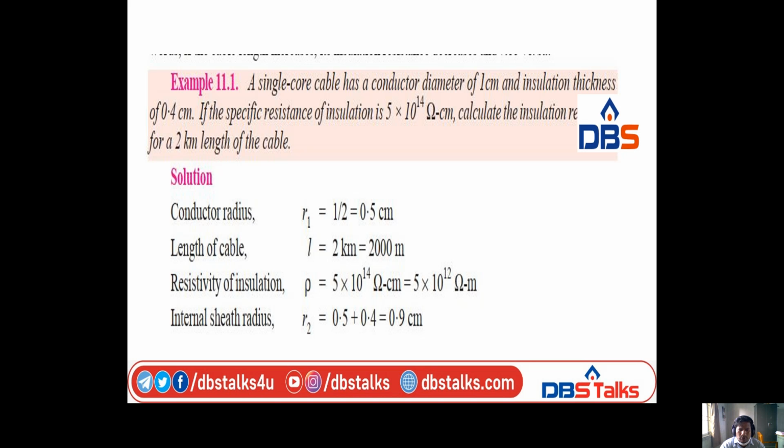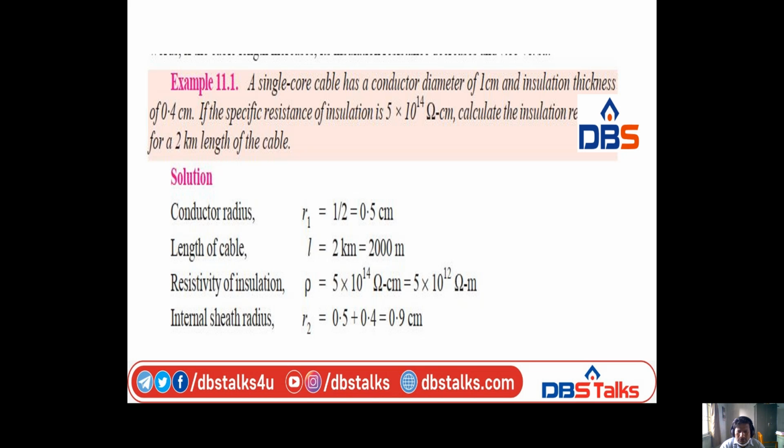A single core cable has a conductor diameter of 1 centimeter and insulation thickness of 0.4 centimeter. If the specific resistance of insulation is 5 into 10 power 14 ohm per centimeter, calculate the insulation resistance for a 2 kilometer length of the cable.